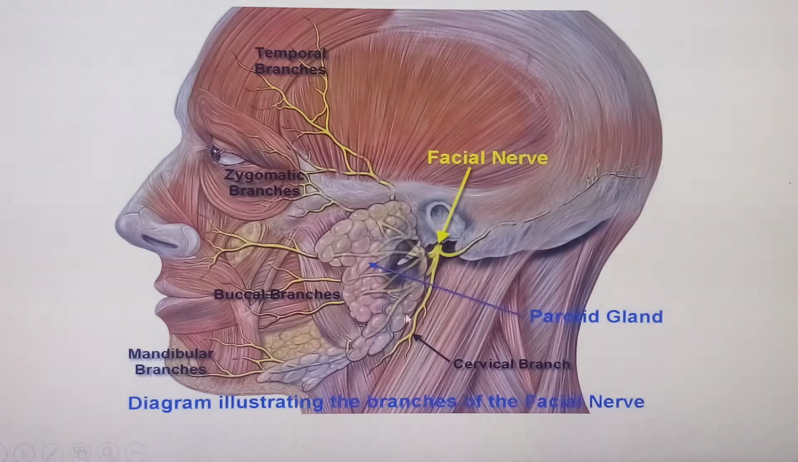And then, of course, you also have what we call the cervical branch of the facial nerve. So these are the nerves which are liable to injury when we want to perform what we call parotidectomy. So care must be taken, okay, so that we don't cause injury to these guys.